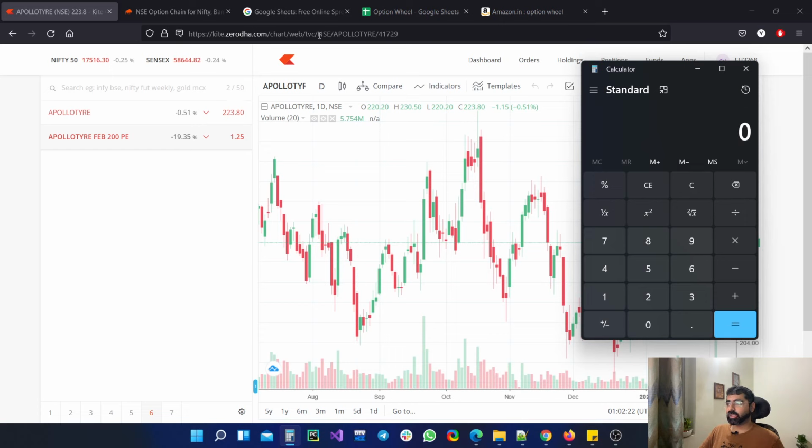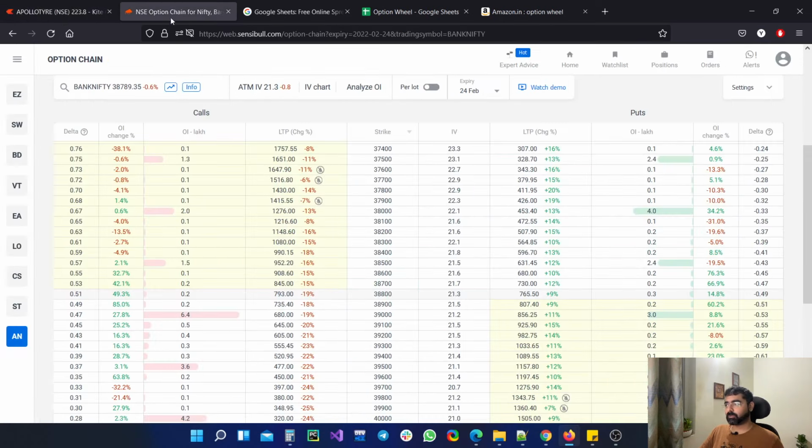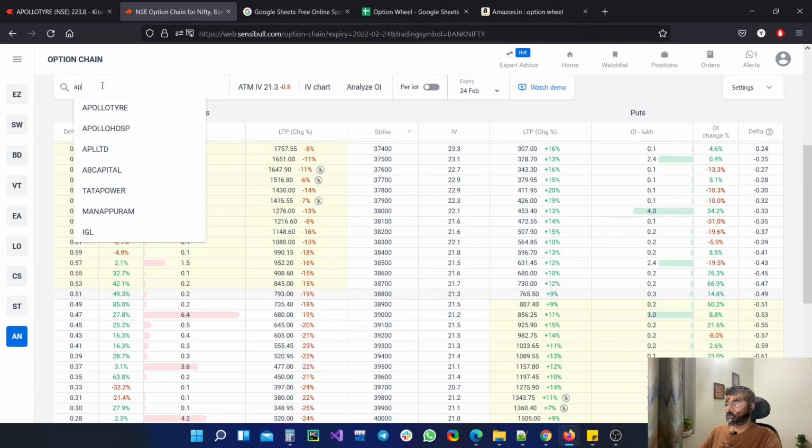Similarly, now when I sell this option again, so let us see the option chain of Apollo Tyres.